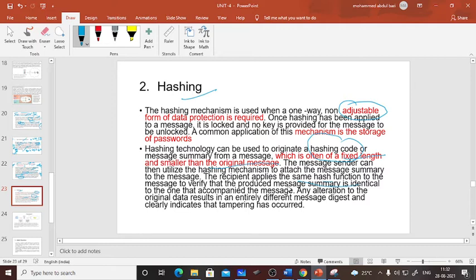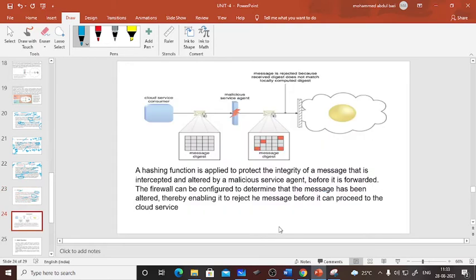It could be a hash code, a message summary, a fixed-length message, or a smaller message which is attached to the function. The same mechanism, the receiver has to apply to get that message. If the hash does not match, we can say that the message has been tampered with. The same is explained in the next slide with a figure.